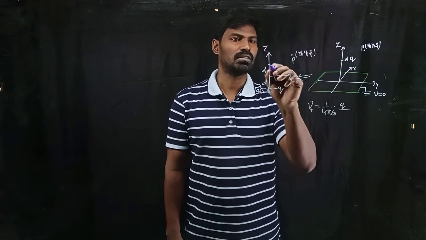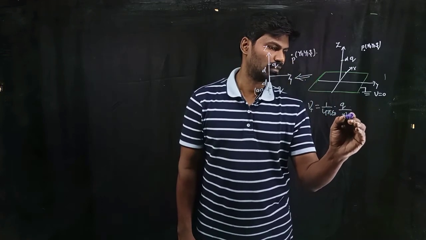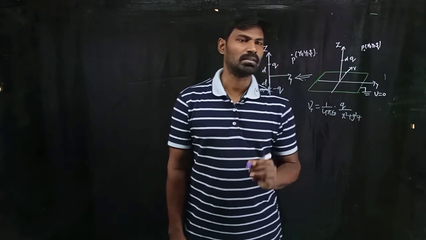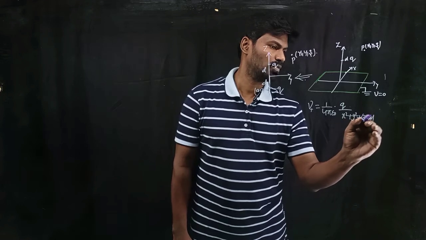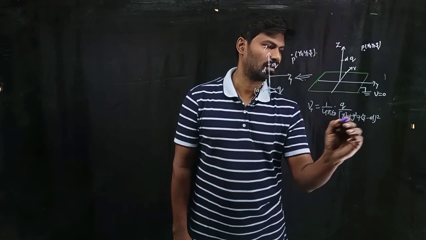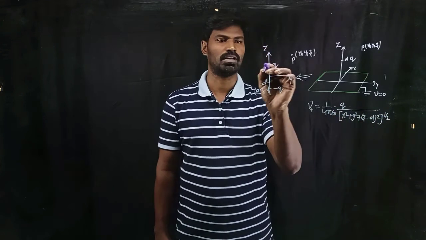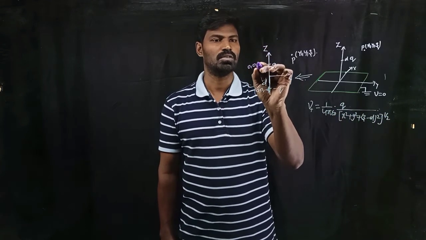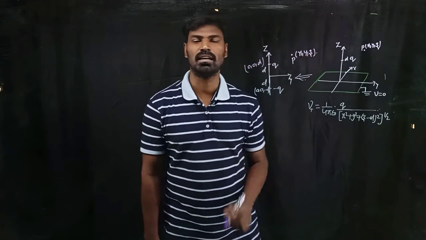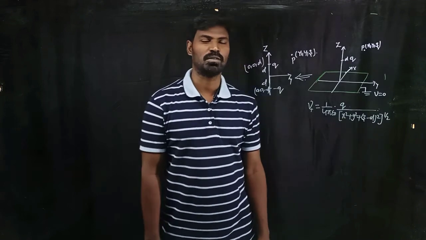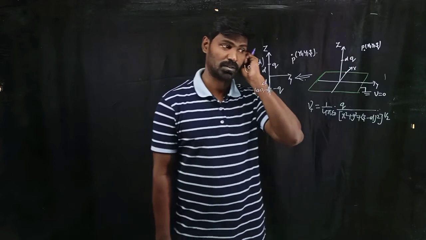divided by the distance from here to here. How much is that? Yes, x square plus y square plus z minus d whole square, whole power 1 by 2. How did I write it? Because we know the coordinates of this point. What are the coordinates of this point? 0, 0 and d, and the coordinates of this point are x, y, z, and I used the expression for distance between 2 points, x2 minus x1 whole square plus y2 minus y1 whole square plus z2 minus z1 whole square, and we got this expression.